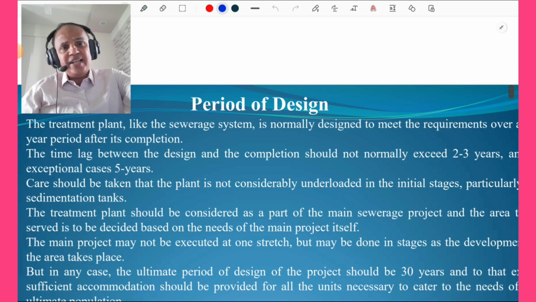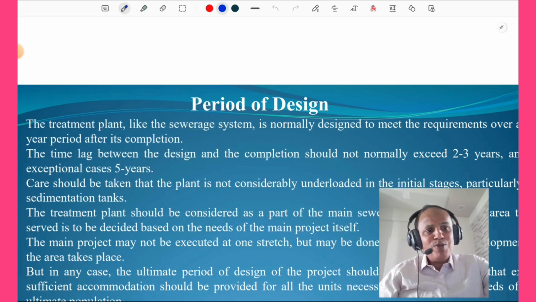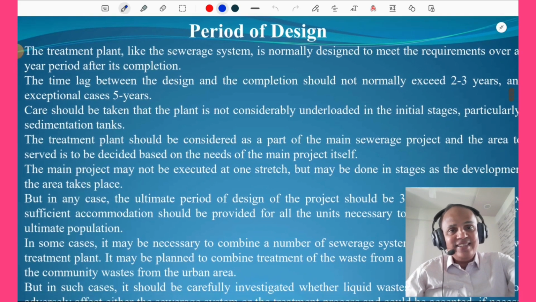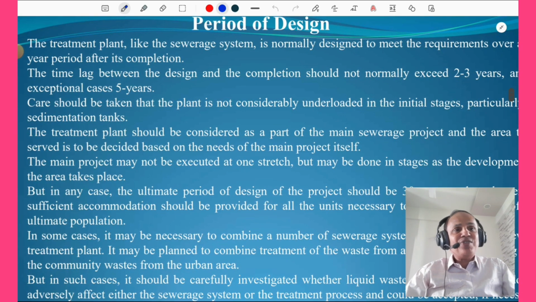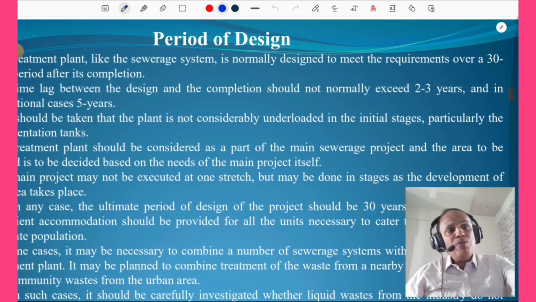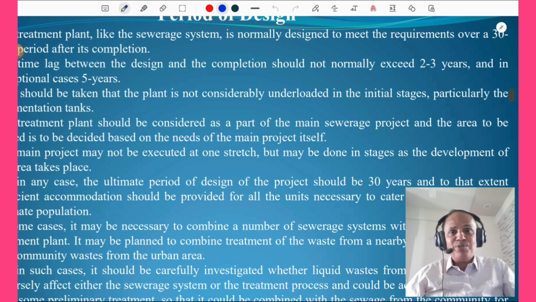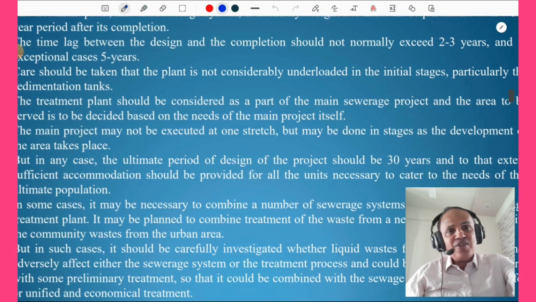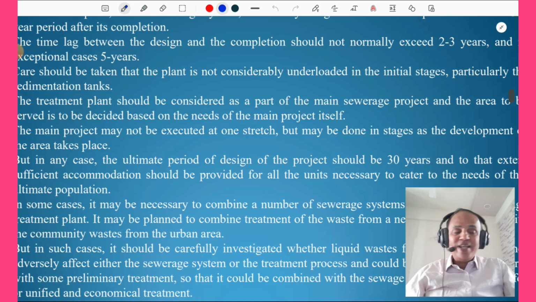Then the period of design is also important. You must know the period of design. The treatment plant, like the sewerage system, is normally designed to meet the requirement over a period of years after its completion. How much period? That is 30 years. That is important. The time lag between the design and the completion should not normally exceed 2 to 3 years, and in exceptional cases it may be 5 years. So, we can complete that sewage treatment plant within 5 years.